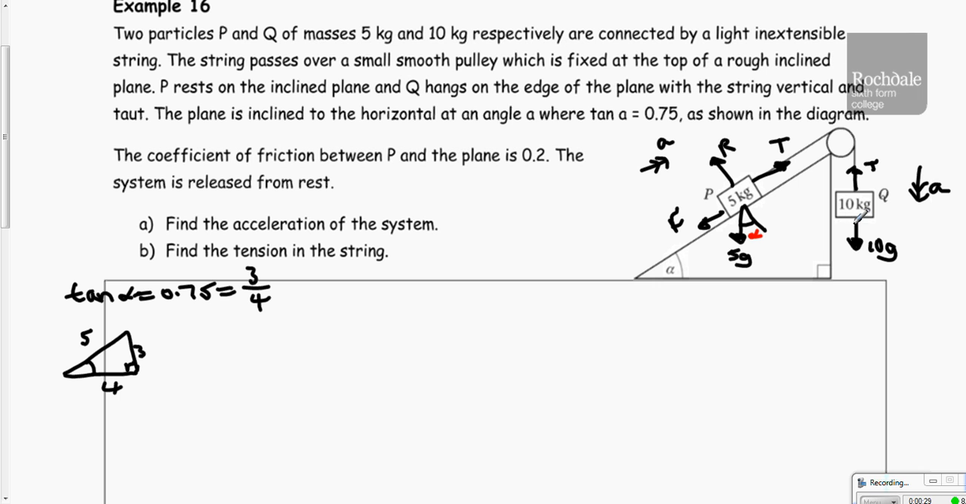And I know that when this is released from rest, this particle P will slide up the plane and particle Q will head down towards the floor.